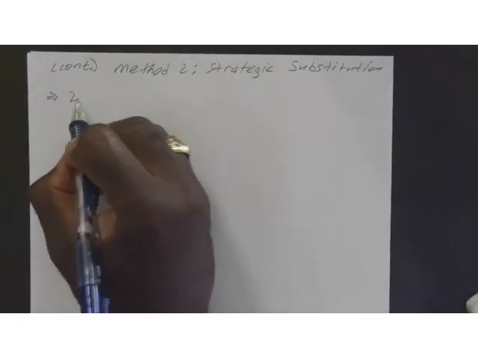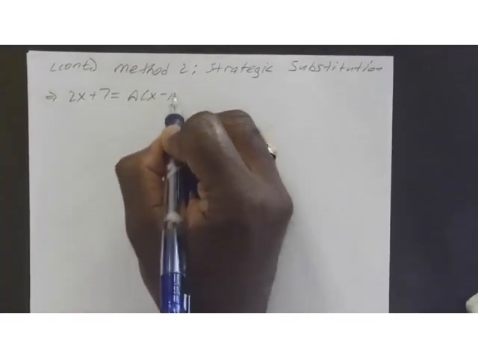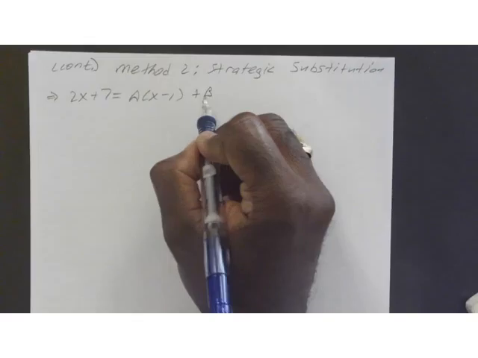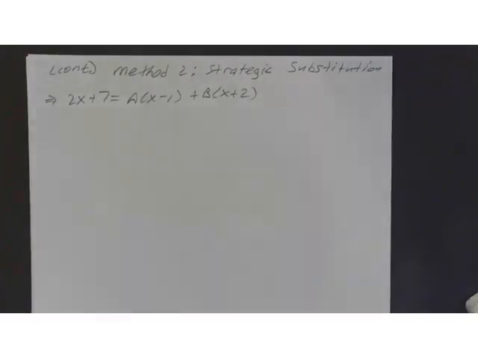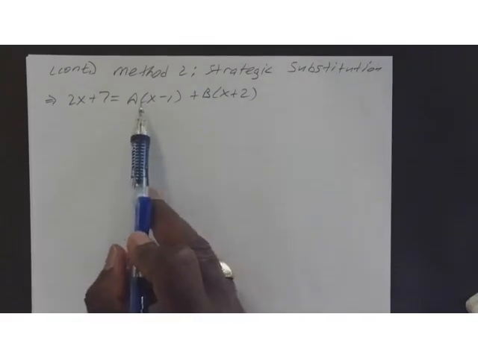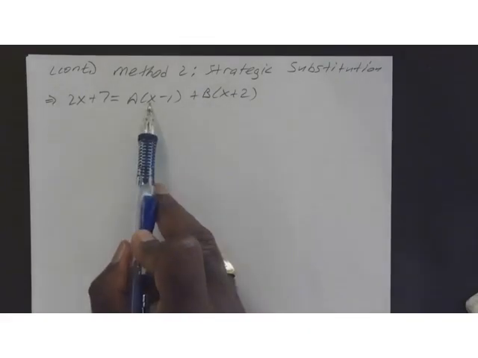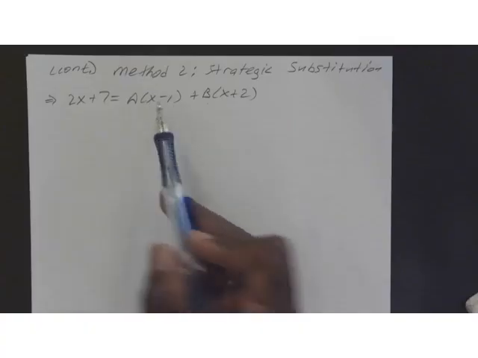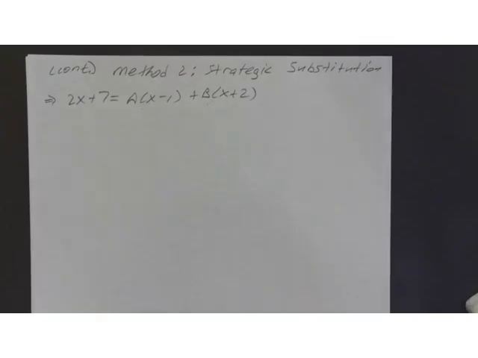Okay, so we know we have 2x plus 7 is equal to a times x minus 1 plus b times x plus 2. Okay, so what we want to do is we want to pick a value of x that would make one of those variables disappear. So we know here we can pick x equals 1. That would get rid of a. We can pick x equals negative 2. That would get rid of b.